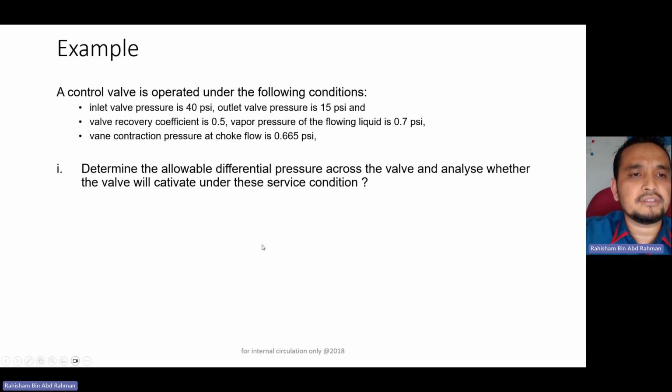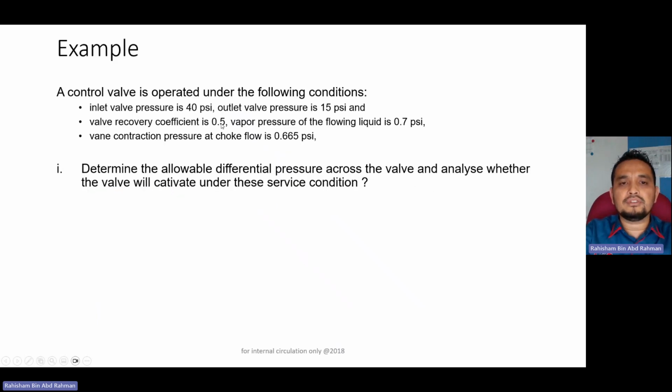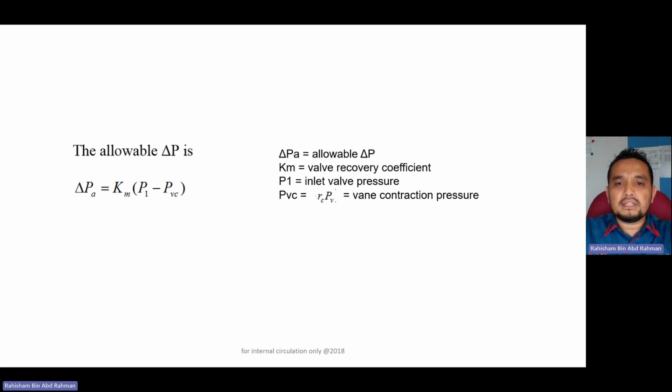Okay, so we have a simple example here. A control valve is operated under the following conditions. The inlet pressure is 40 psi and the outlet is 15. Of course, 40 becomes 15. This is quite a huge difference. And we have the valve recovery coefficient, which is actually Km. Km is equal to 0.5. The vapor pressure of the liquid is 0.7, sorry.